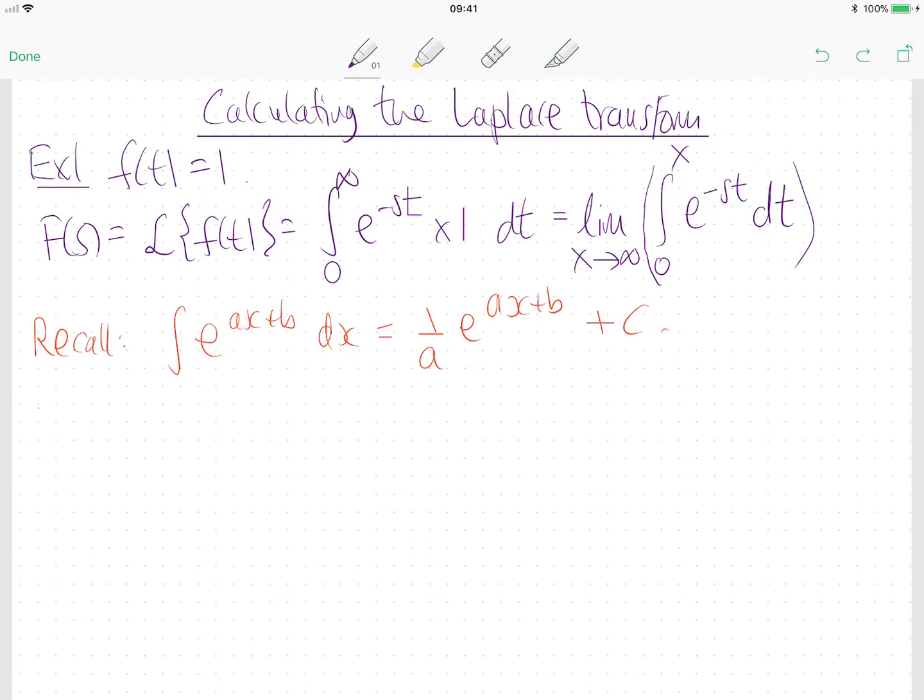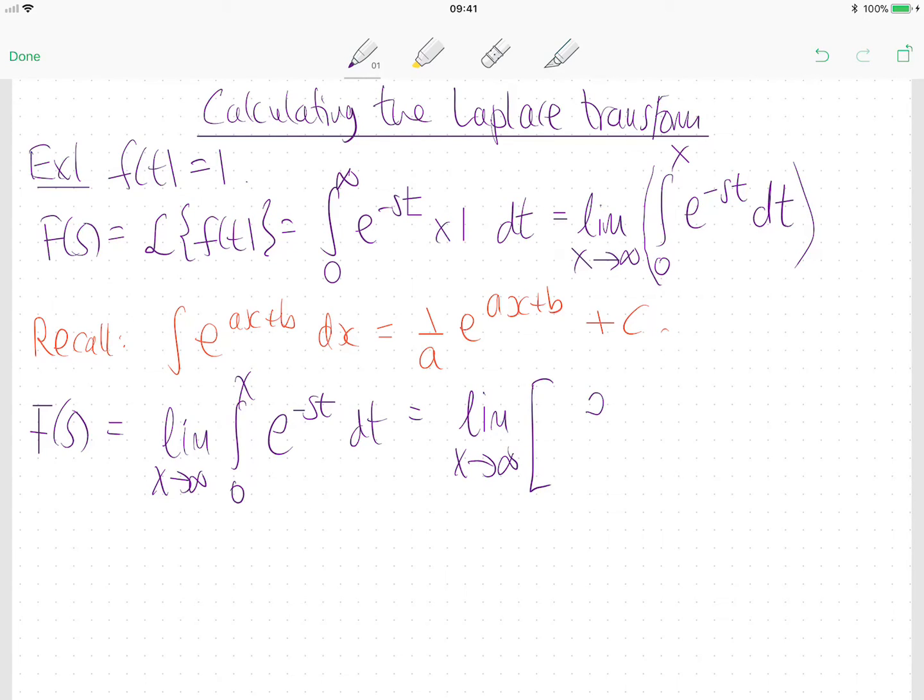Okay, so let's do it. We're integrating from 0 to infinity, and then we're going to take the limit as x goes off to infinity, and this is the same as the limit as x goes off to infinity of e to the minus st divided by minus s, evaluated between 0 and x.